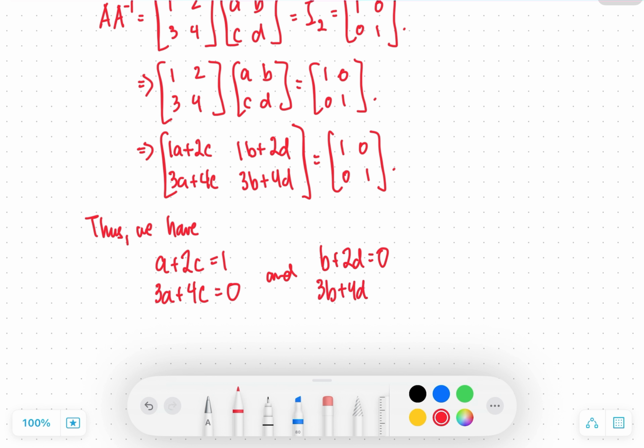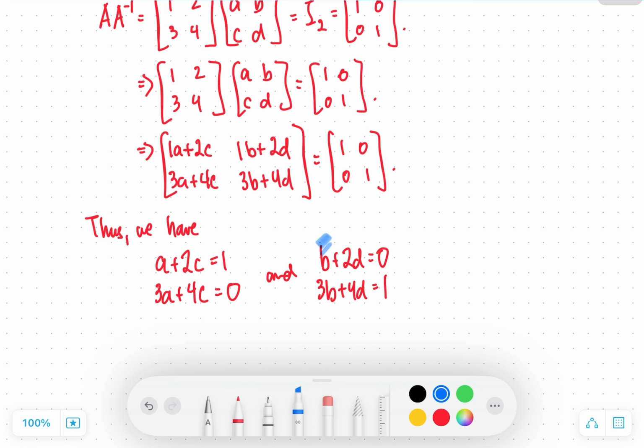3b plus 4d equals 1. By the way, why are we pairing them? Because this portion has the same variable. Both the first terms have a, both the second terms have c. So we should put them on the same linear system.